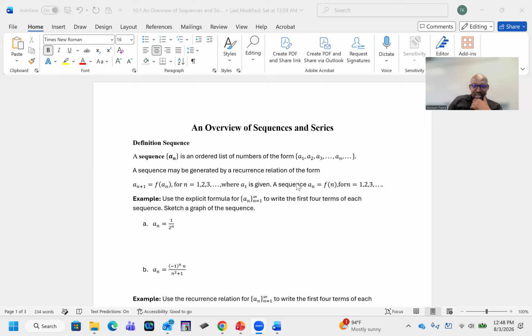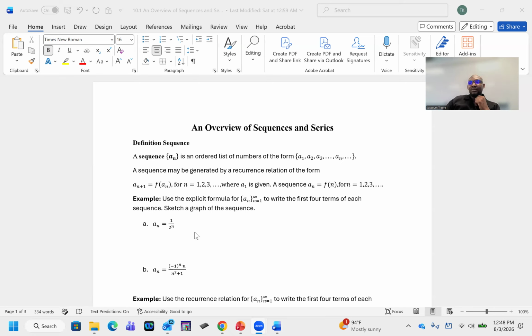So this is the sequence. So use the explicit form for A sub n, n equal to 1 to infinity, to write the first four terms of each sequence. Sketch a graph of this sequence.